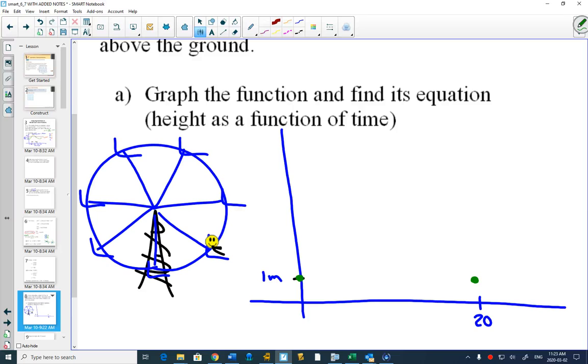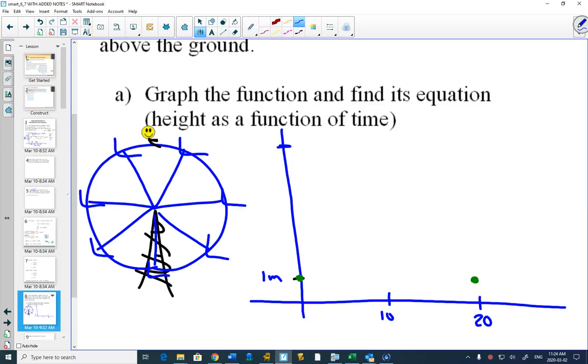When will you be at the maximum? At 10 seconds. So we can mark that 10 seconds. Yay, without a chair. If you lick your finger, it might work. No. Shoot, thought that would work.